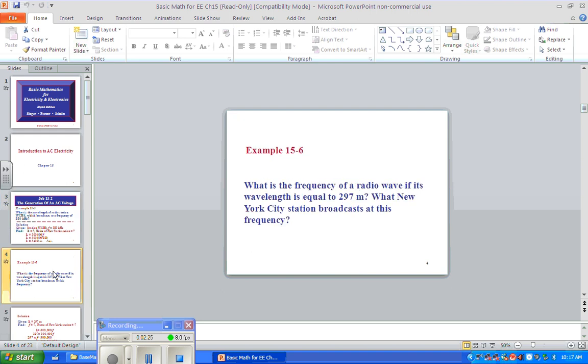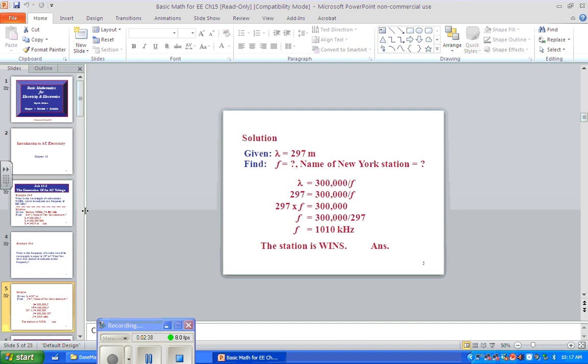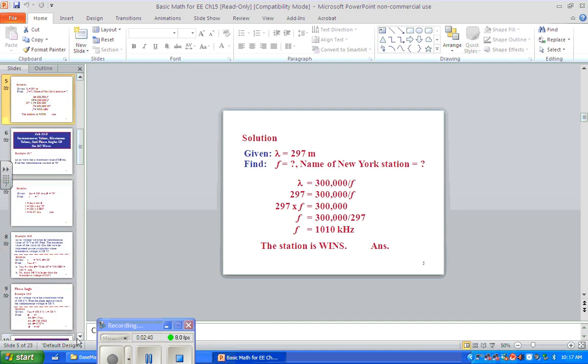I'm not positive. Okay, the frequency of a radio wave whose wavelength is 297 meters. We just take 300,000 divided by 297. Is that correct? And 300,000 divided by 297, just as I said, will give us the frequency, 1010 kilohertz. You're going to wind up in kilohertz.